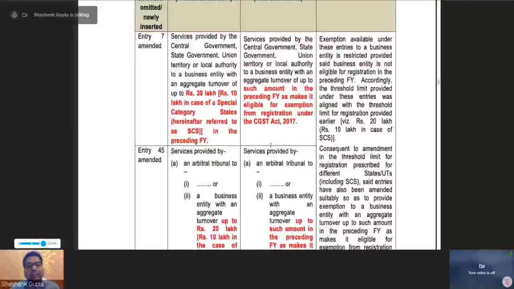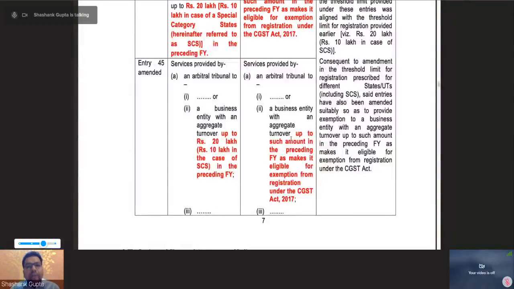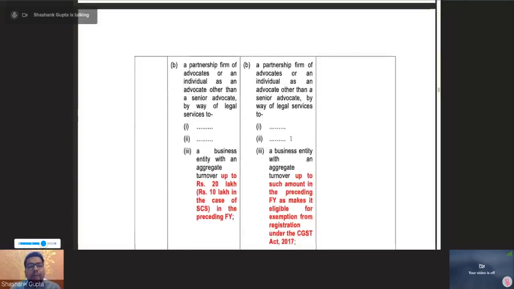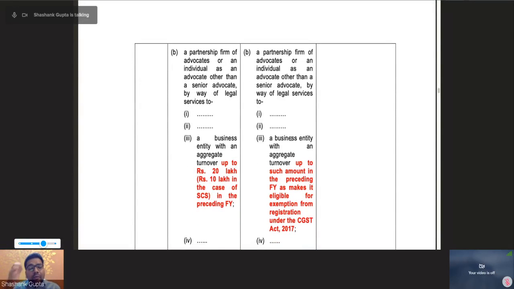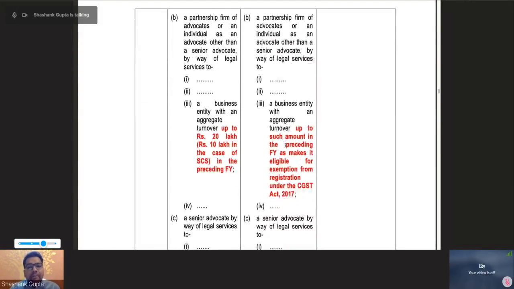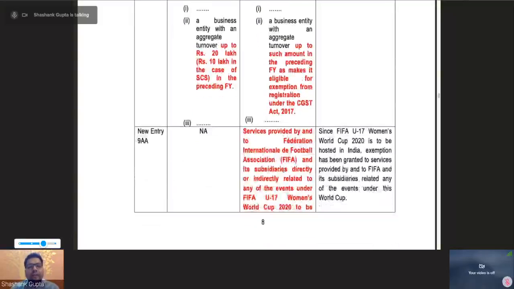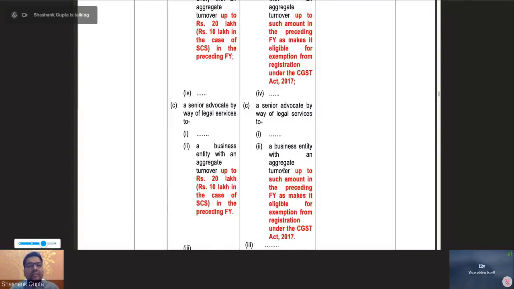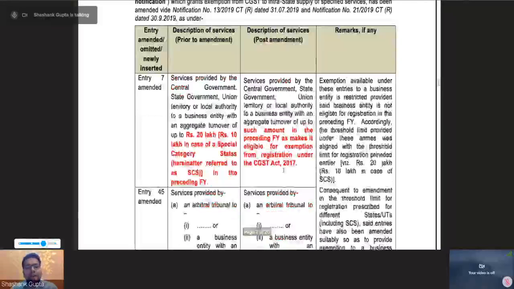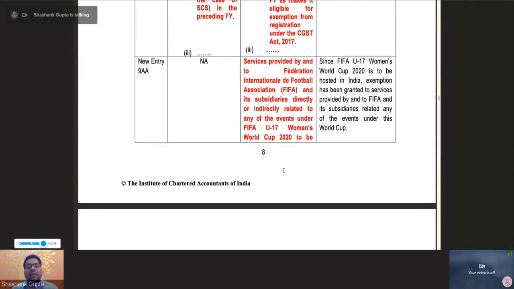And same kind of changes have been made with respect to services provided by an arbitral tribunal. Here also, same wordings have been introduced. For legal services provided by advocate, a partnership firm of advocates, there also the same amendment has been made. Senior advocate, same amendment has been made. So basically, nothing much, but with respect to legal services, arbitral tribunal and services provided by government, up to the point where they are exempted from obtaining registration, till that point, these services shall remain exempt from tax.